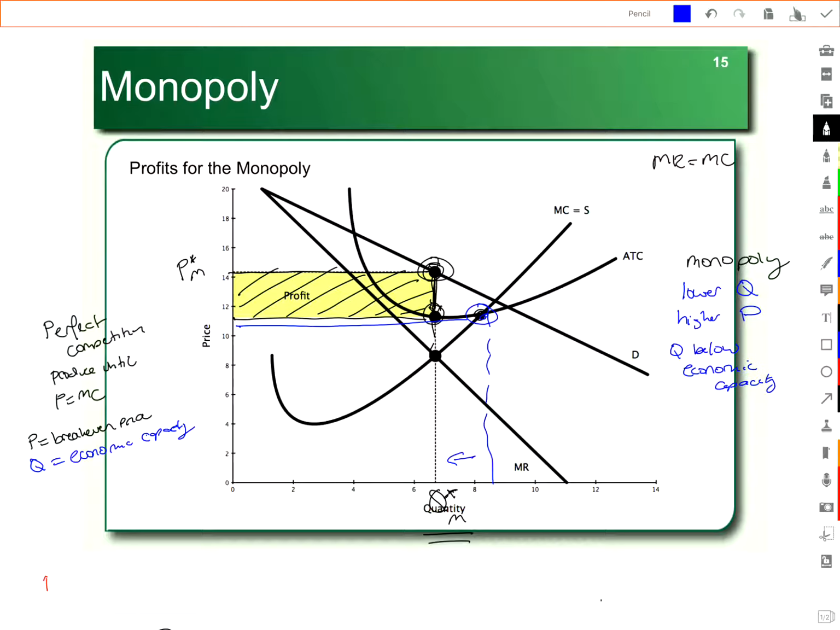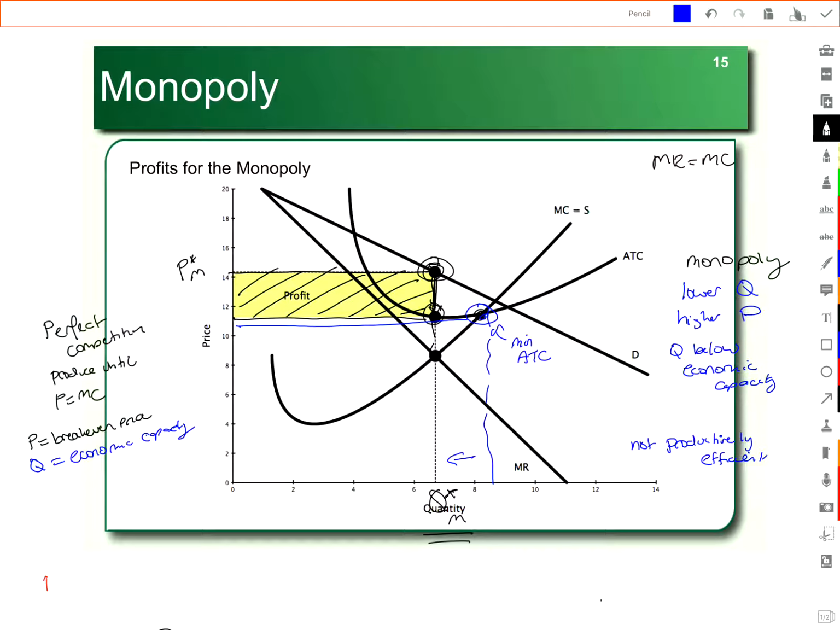Well, why did we like economic capacity as a society? We liked economic capacity because that's where the average total cost was at its lowest. Monopolies are not productively efficient because they intentionally produce less, and so they're not at that minimum average total cost. They're actually at a higher per unit cost than we would get with a perfectly competitive market. We're at a quantity that's below economic capacity. They're not productively efficient.